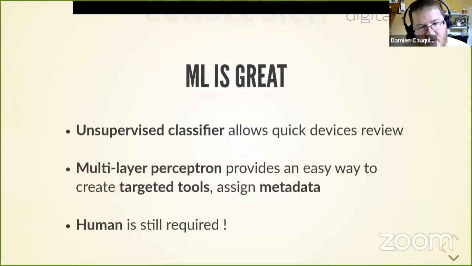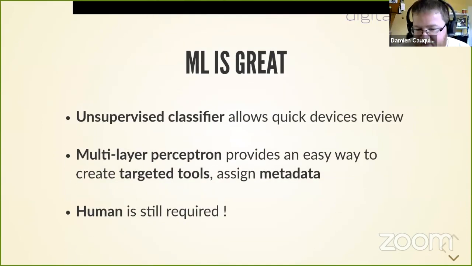So as a conclusion, machine learning is great. I didn't expect such a result from this little experiment I made, but this unsupervised classifier made my day, because it was very easy to classify all these devices I detected. Multilayer perceptron also provides an easy way to create targeted tools and specific scanners, by just observing the various devices out there, and we can derive from these devices some specific scanners without having to implement some pattern matching algorithm.